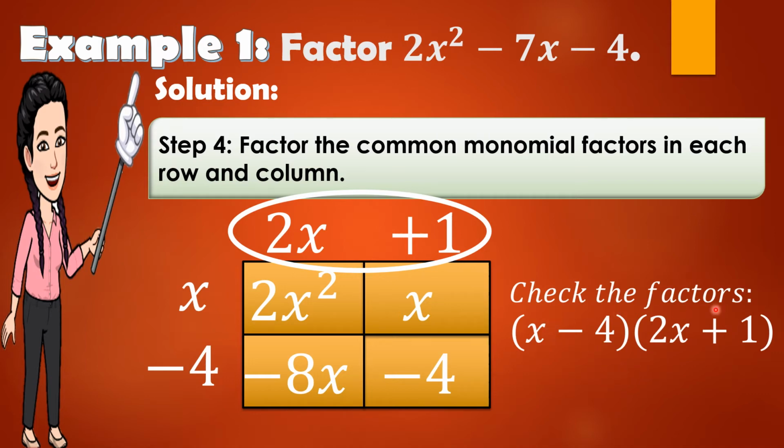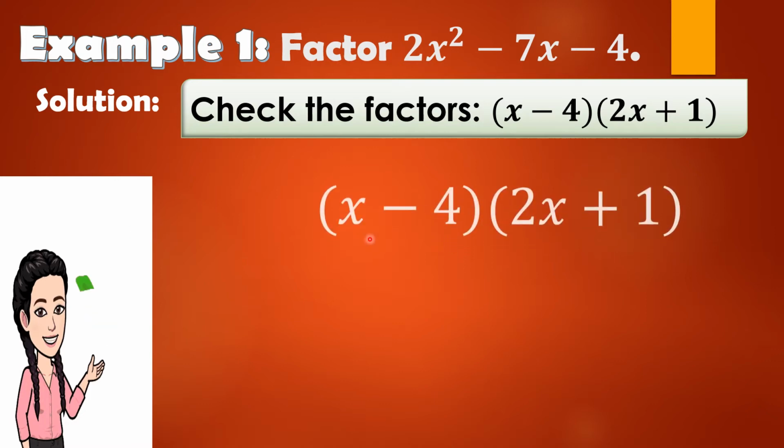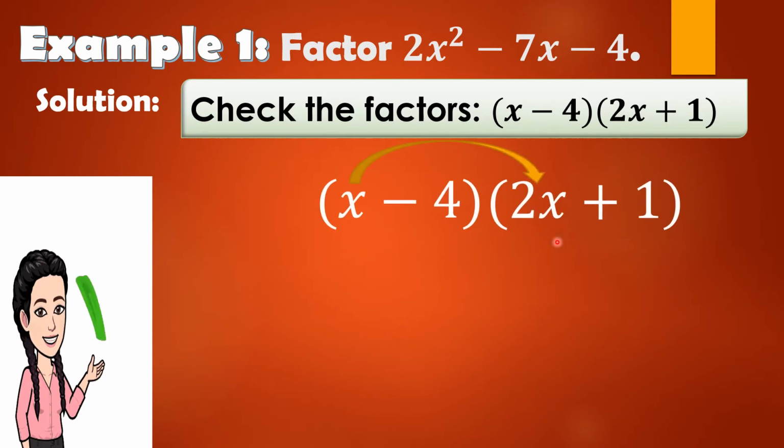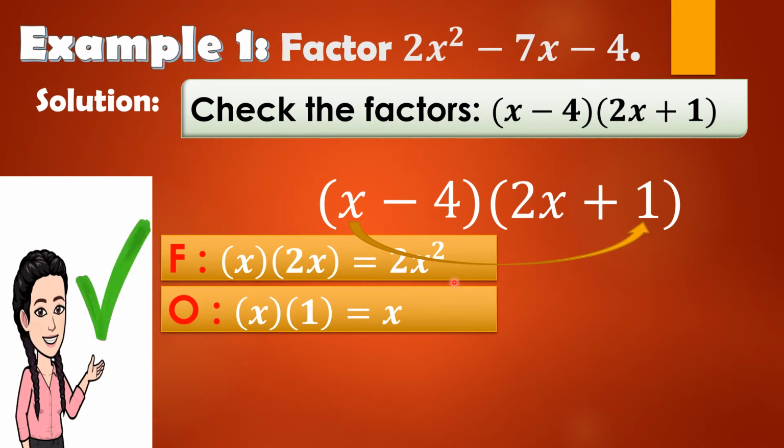Kailangan natin i-check ang factors kung tama dahil minsan nagkakamali sa positioning. So para i-check yan, i-check natin kung tama ang nakuha nating factors na x minus 4 at 2x plus 1 gamit ang FOIL method. Tandaan na ang FOIL stands for F first, O outer, I inner, and L last terms. So for x minus 4 and 2x plus 1, we're going to multiply x times 2x, which is equal to 2x squared. Outer is x times 1 equals to x.